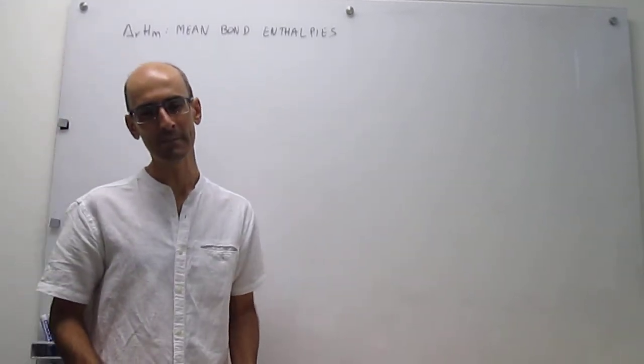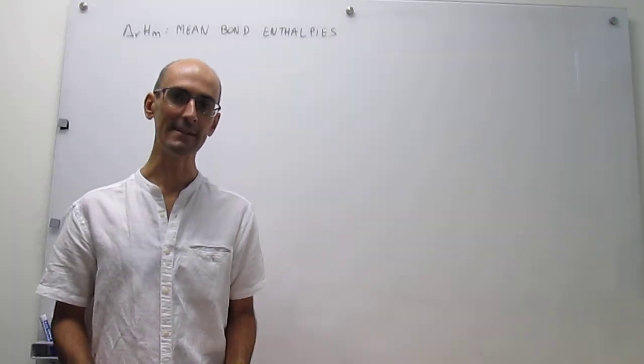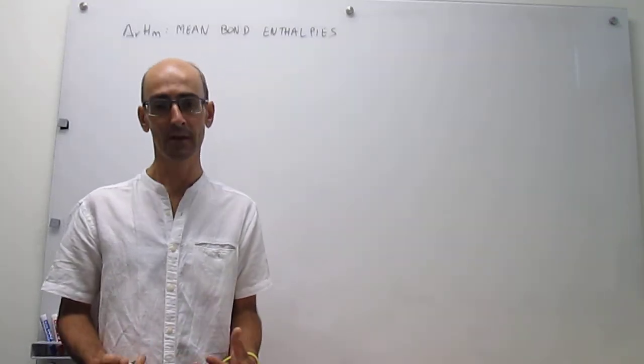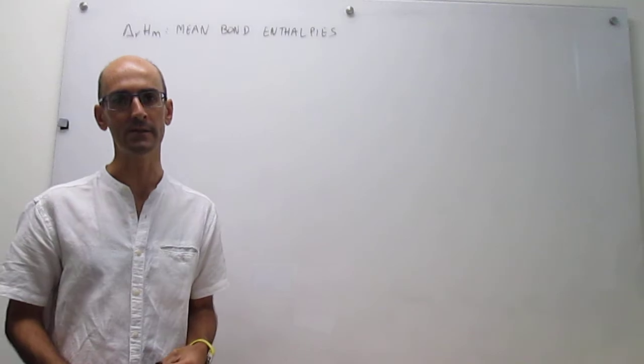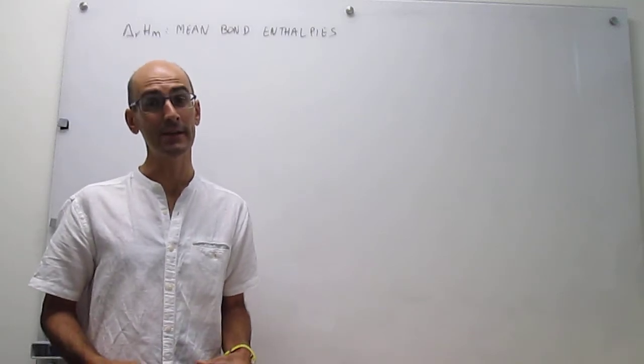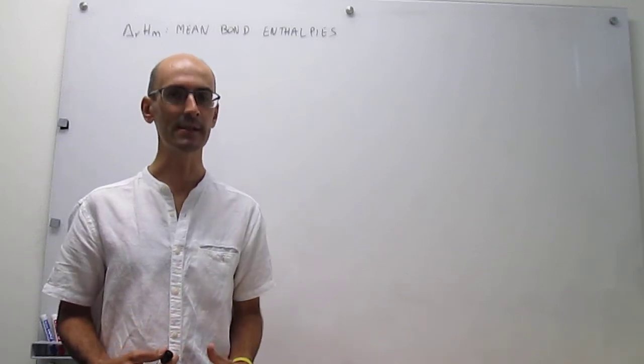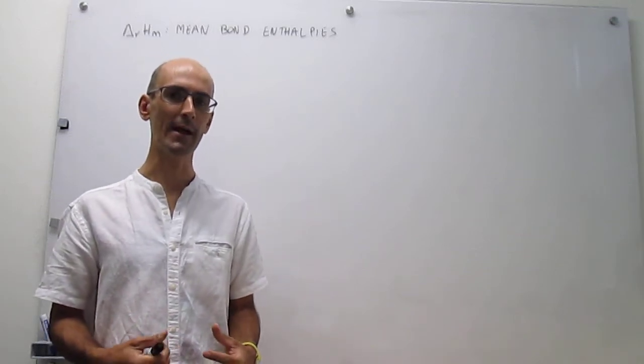This video describes the method of the mean bond enthalpies to calculate the enthalpy of chemical reactions. And it also works out a numerical problem to illustrate the method. Alright, so in the last video we have seen how to measure experimentally the enthalpy of chemical reactions.